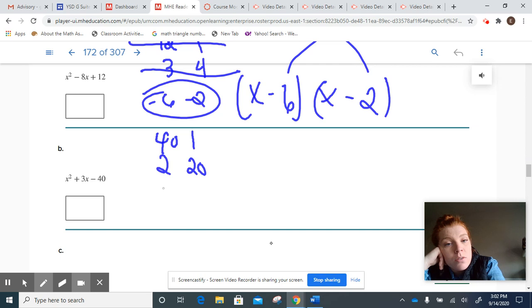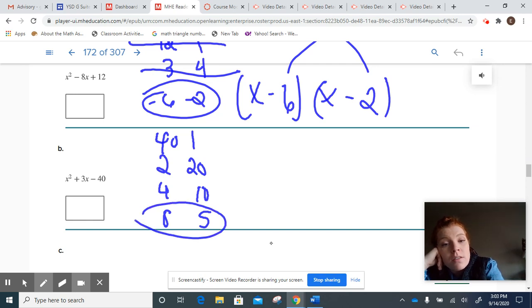I think, what else do we got? We got 4 and 10. Nope. That makes 6 and 14. So nope, we can't add those two. I think our last option was an 8 and a 5, which does work, because this scenario could either make a 13 if you add them or subtract both of them. But if you subtract them, 8 minus 5, it makes the 3. So that's what we want.